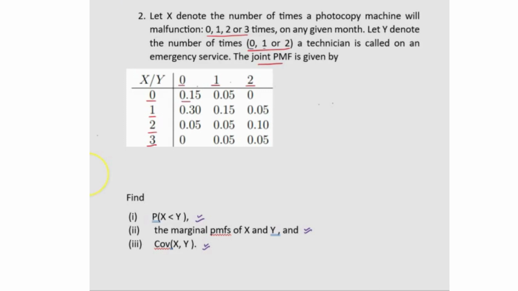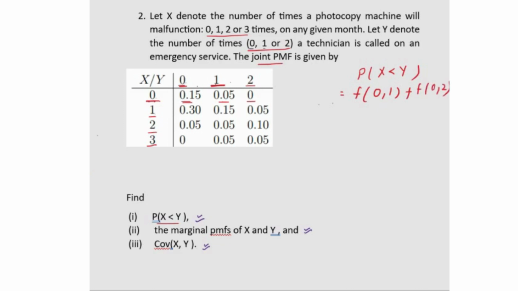Okay, now the first part is to find the probability that x is less than y. So these are nothing but the probabilities. We just have to pick up the points where x is less than y. When x is 0, y is 0, both x and y are equal. When x is 0, y is 1, here x is less than y. So that means the probability that x is less than y includes the point f at 0 comma 1, that is x is 0, y is 1. The next is when x is 0, y is 2, that is f at 0 comma 2.